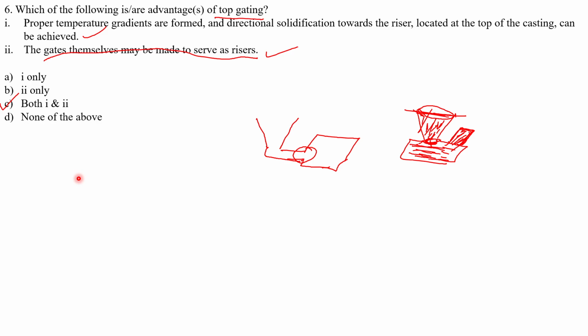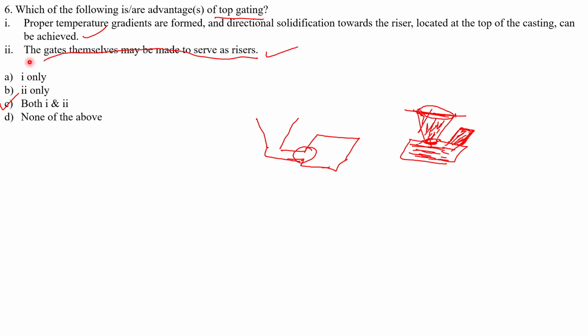Then coming to the next question, we have discussed which of the following is an advantage of top gating system. When we are talking about top gating system, this is our casting pattern and this is the sprue. In top gating system, the material will be poured from the top side of the melt, and in that case the sprue material itself can be used as a riser also. So the proper temperature gradients are formed and directional solidification towards the riser located at the top of the casting can be achieved.